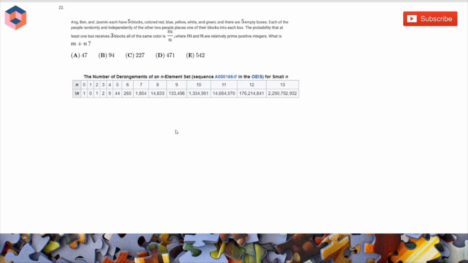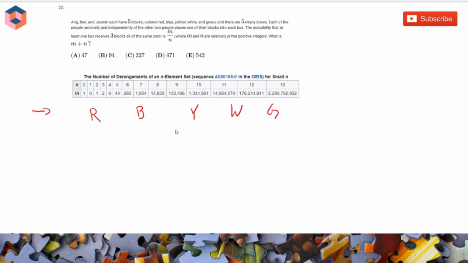Okay, so we have the colors red, blue, yellow, white, and green. We'll just call them by the first letter of the color, since they're all unique. So we have R, B, Y, W, and G. Let's just assume any possibility for Ang. Let's say there's red, blue, yellow, white, and green. So she puts the red in box 1, blue in box 2, and so on. It doesn't matter what she does when we're determining our probability, because all the cases are going to be symmetric.